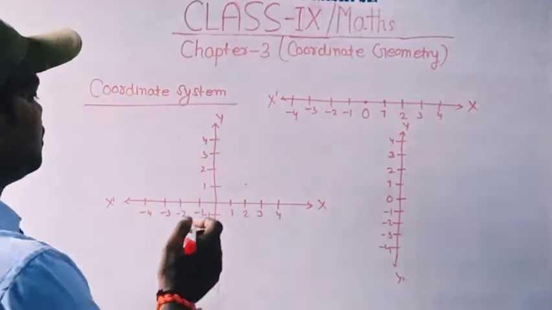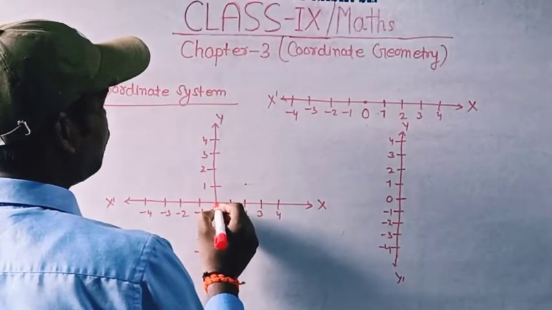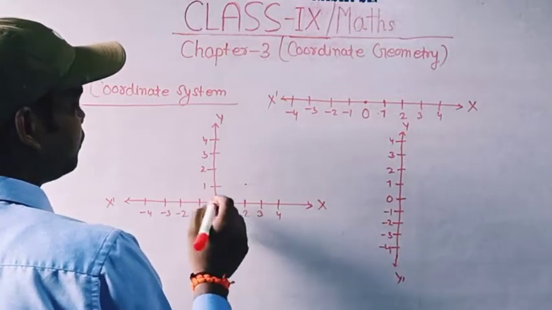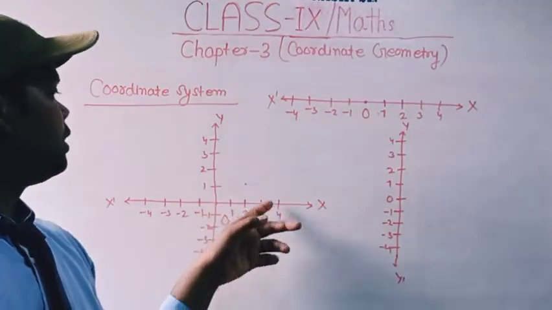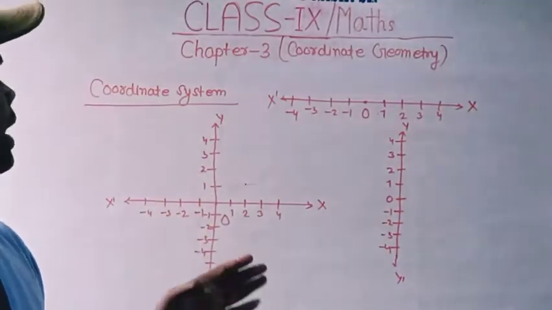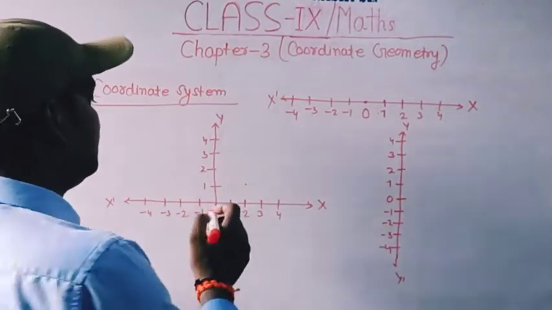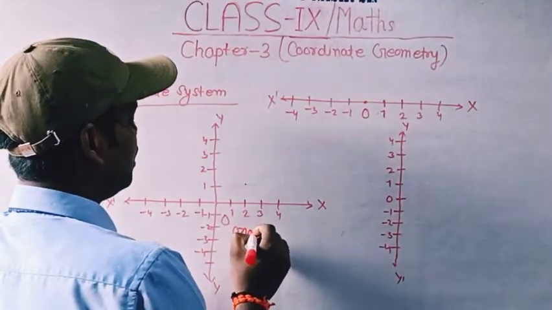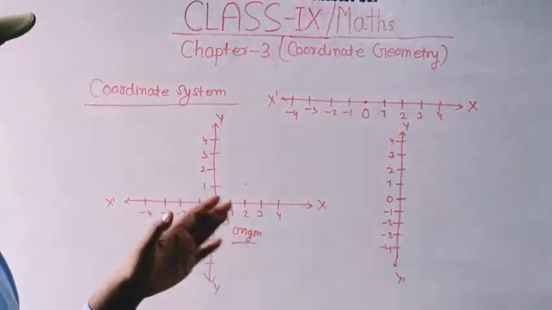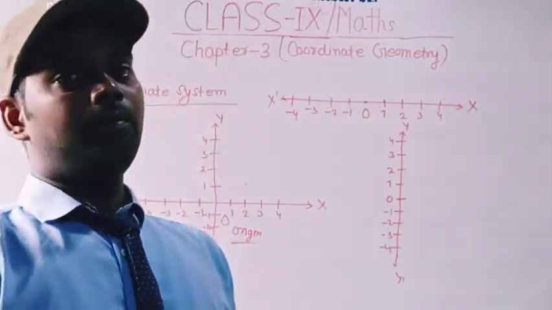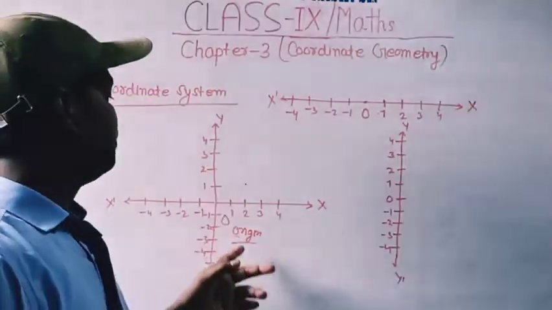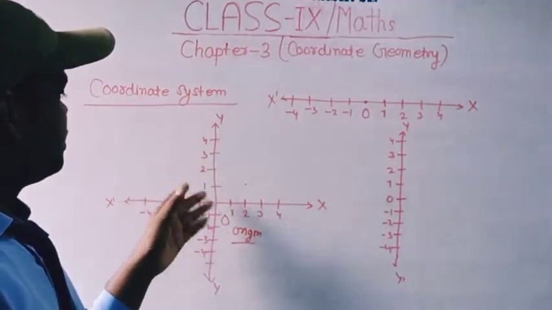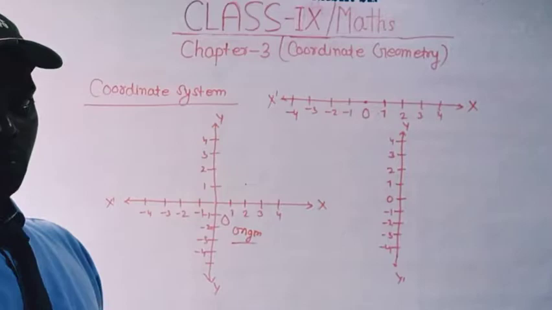The point O, the point 0 where x dash and y dash combine, is called the origin. These two lines divide the plane of the paper into 4 equal parts. Here we can see these two lines divided the whole plane in 4 equal parts.